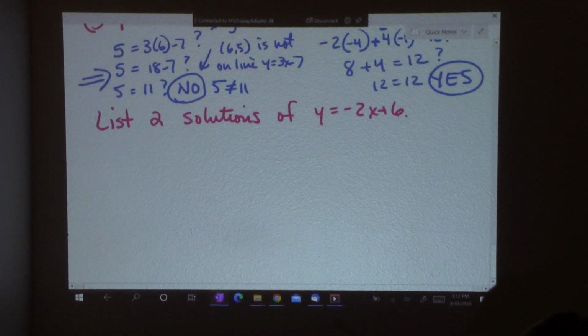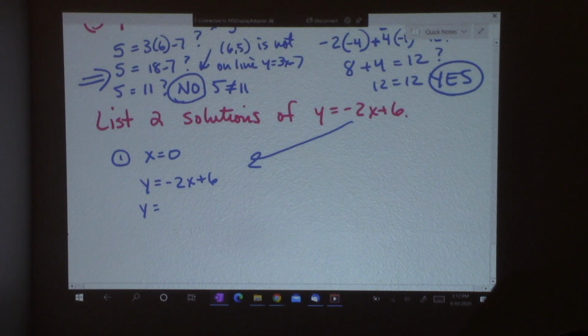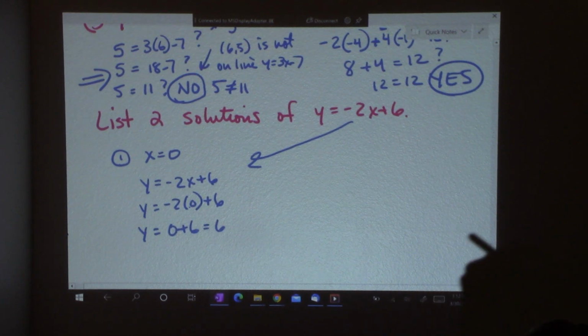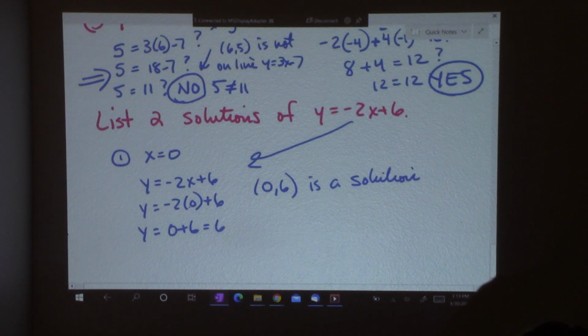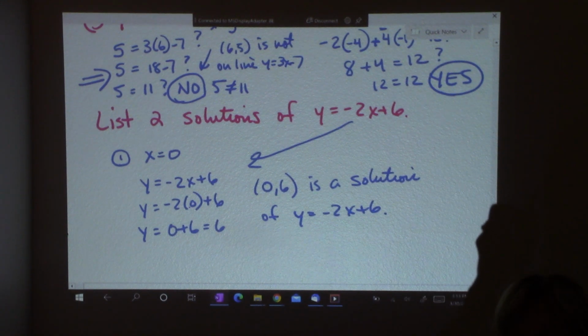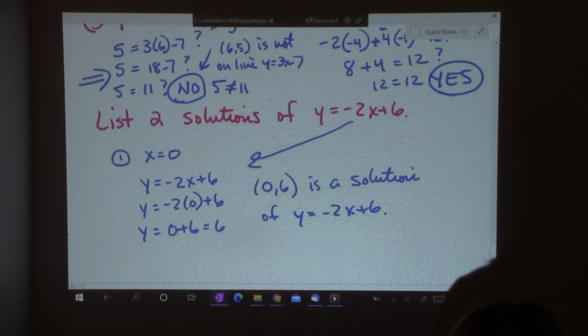Okay, list 2 solutions. So I'm going to choose the first one where x is 0, and we're going to find out what y is. I'm going to rewrite my equation down here. I'm going to put 0 in. Negative 2 times 0 is 0, so I just have 0 plus 6, which is 6. So that means that 0, 6 is a solution of y equals negative 2x plus 6. That means that 0, 6 is on the line.